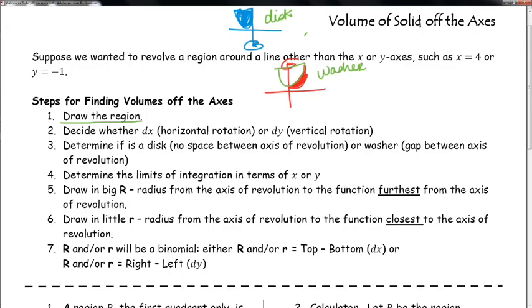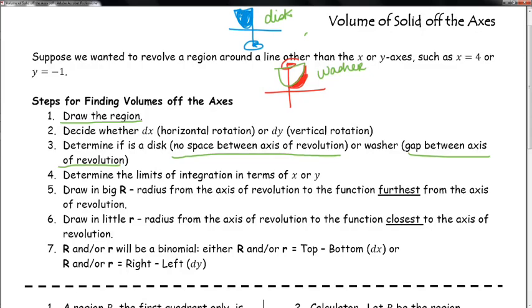And so you need to decide if it's dx, which is a horizontal rotation, or dy, which is a vertical rotation. Determine if it is a disk, so that means, again, no space between the axis of revolution, or a washer, meaning there's a gap between the axis of revolution, similar to a donut, or if we're cutting out, similar to cutting out and having a basket.